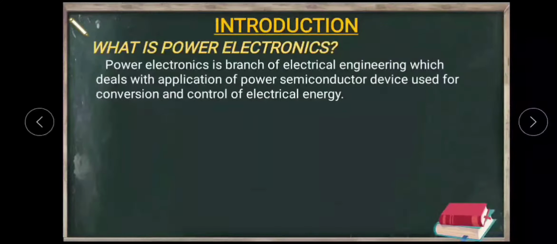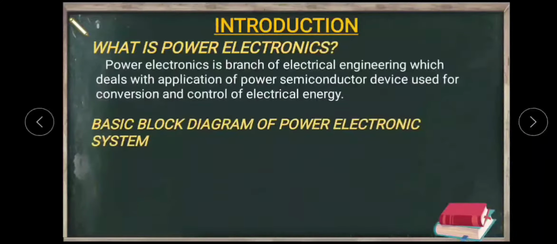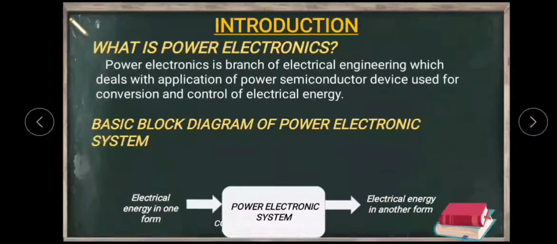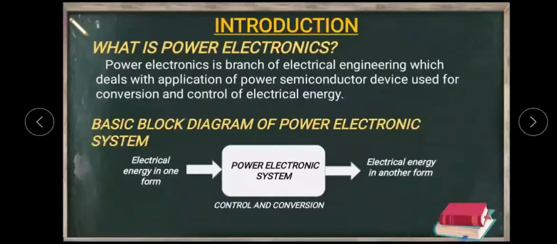The basic block diagram of a power electronic system is as shown in the slide. Let us consider this is a basic block diagram of a power electronic system. So here this we call the power electronic system. This system is used to convert one form of energy to another form. So it means that system is used for conversion and control of electrical energy, that we call power electronics. There are different types of power semiconductor devices.